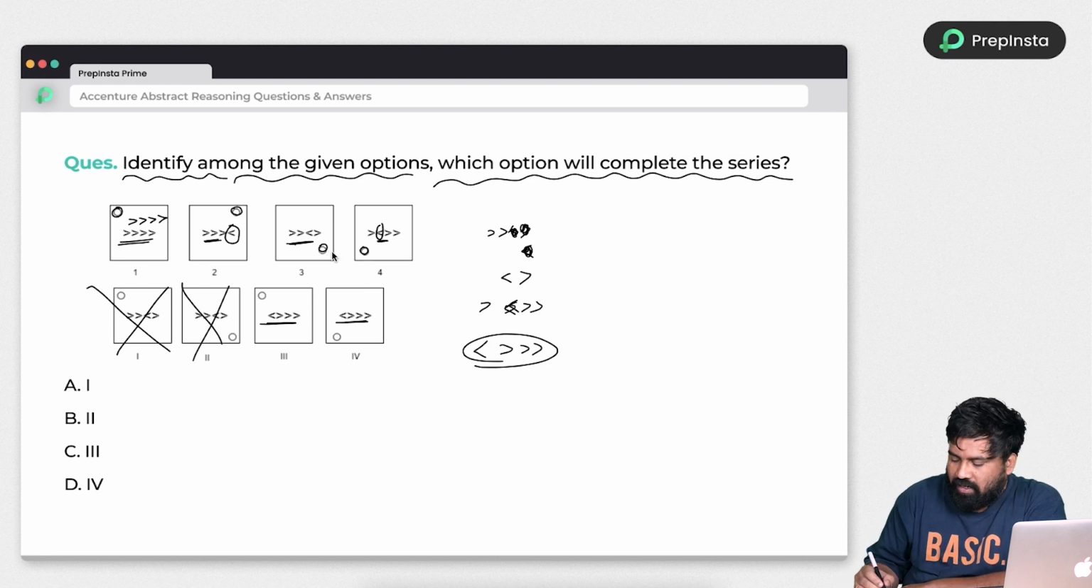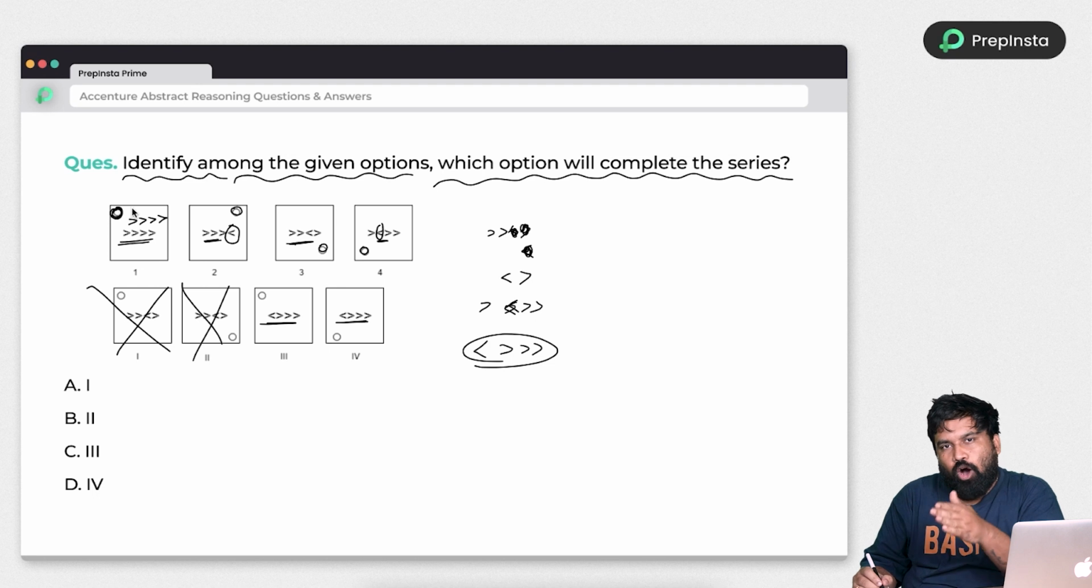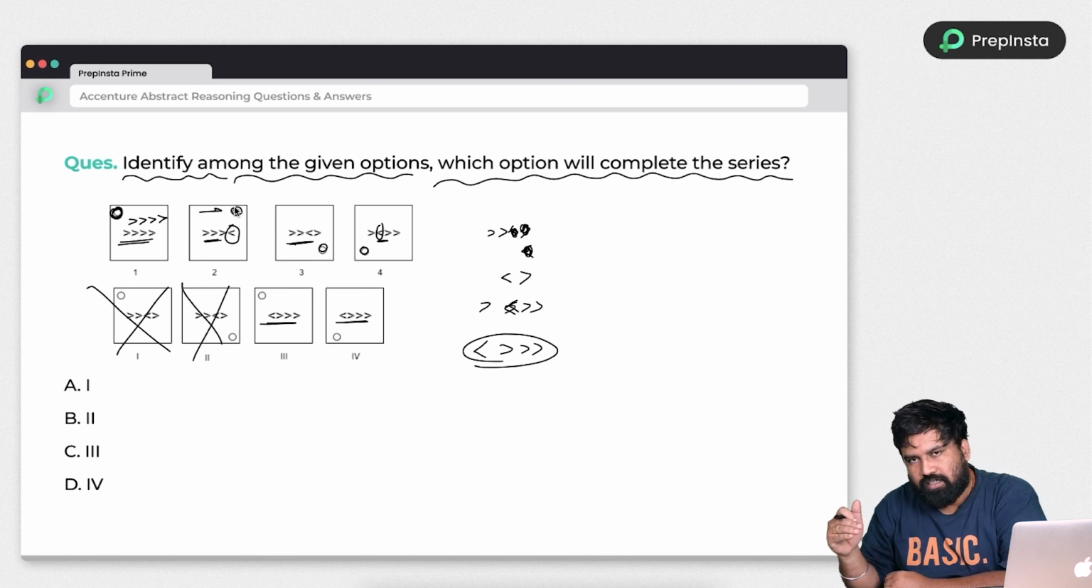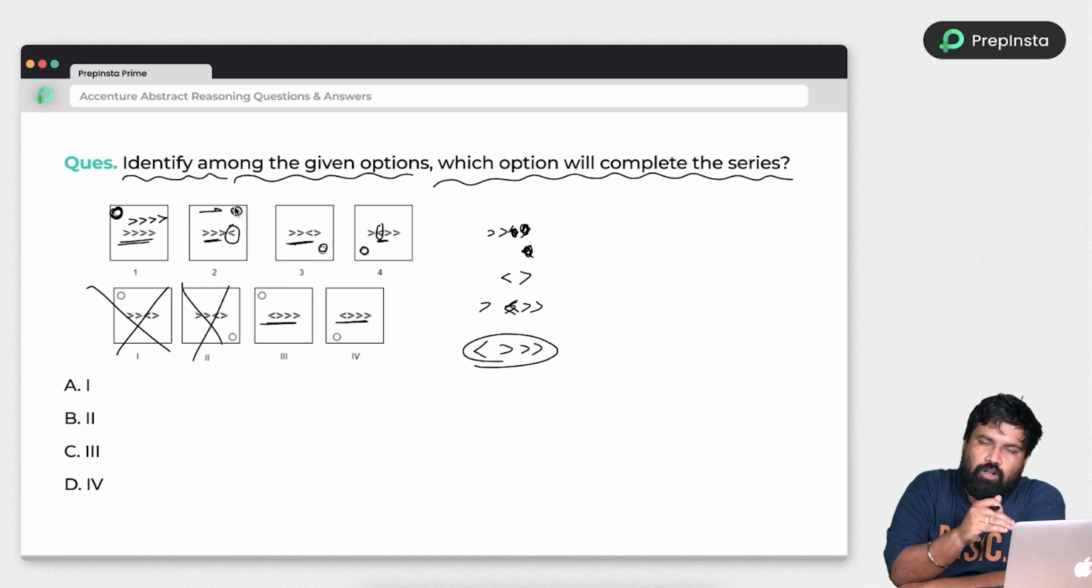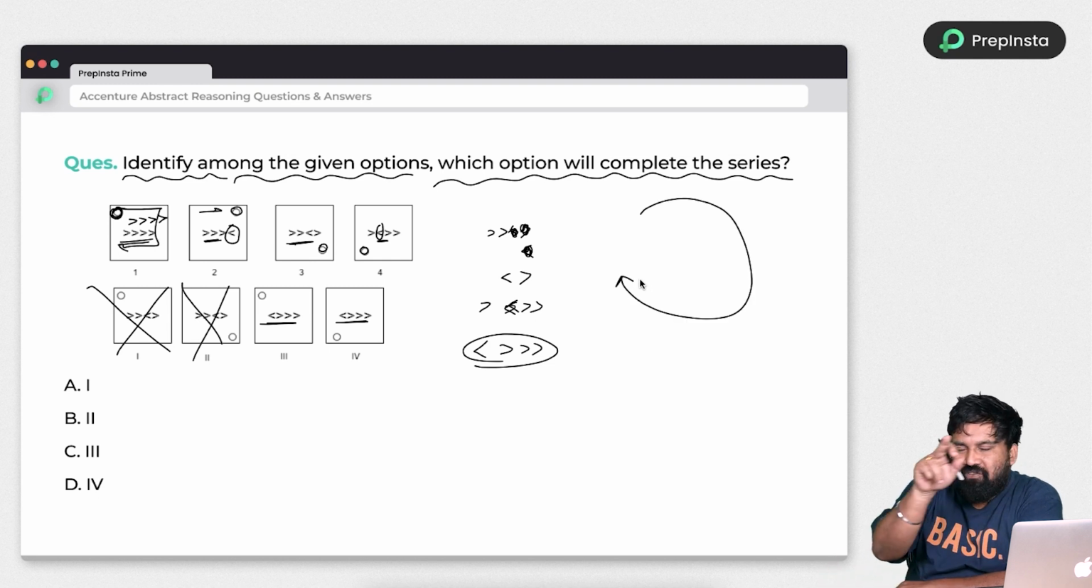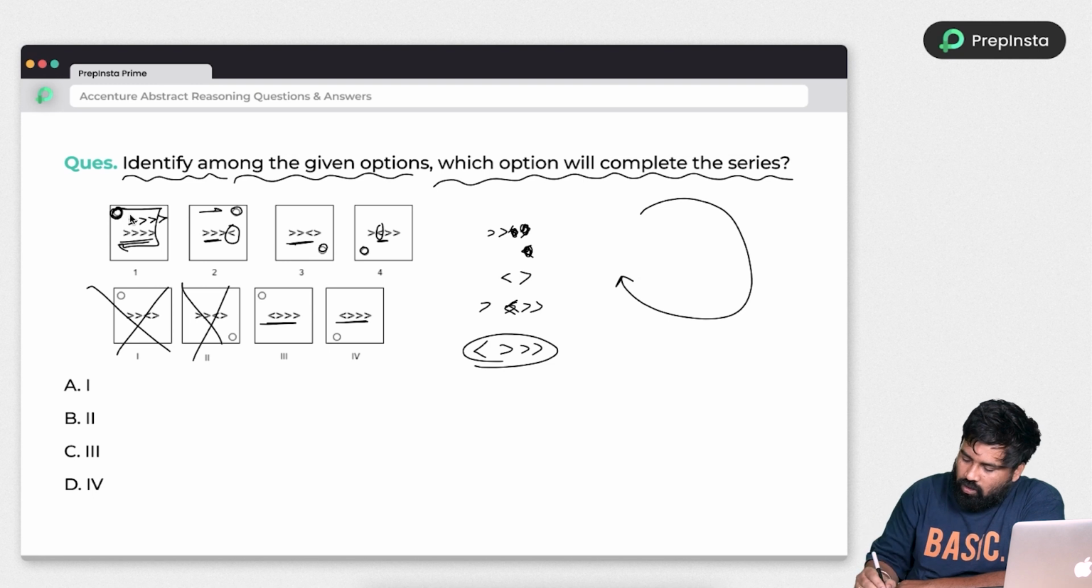So if you observe, the circle is on the top left corner. Now it is moved to top right corner. Next it is moved to bottom right corner. Next it is moved to bottom left corner. Which is nothing but it is moving in a clockwise direction to every corner. So if you observe, it will come to the next top left corner, which is nothing but the initial position.